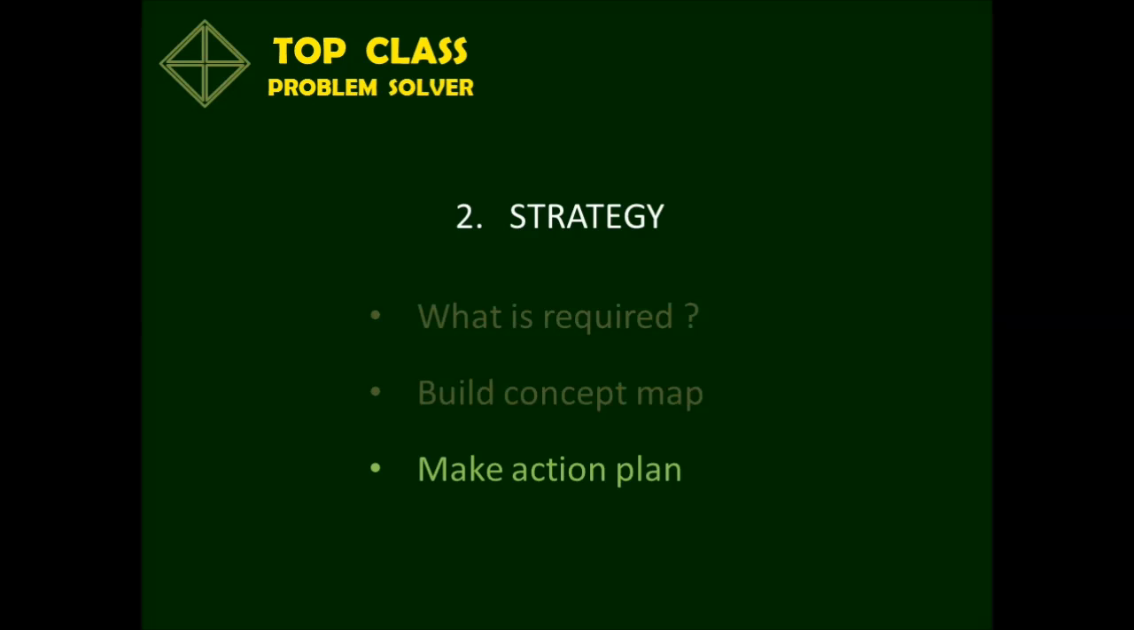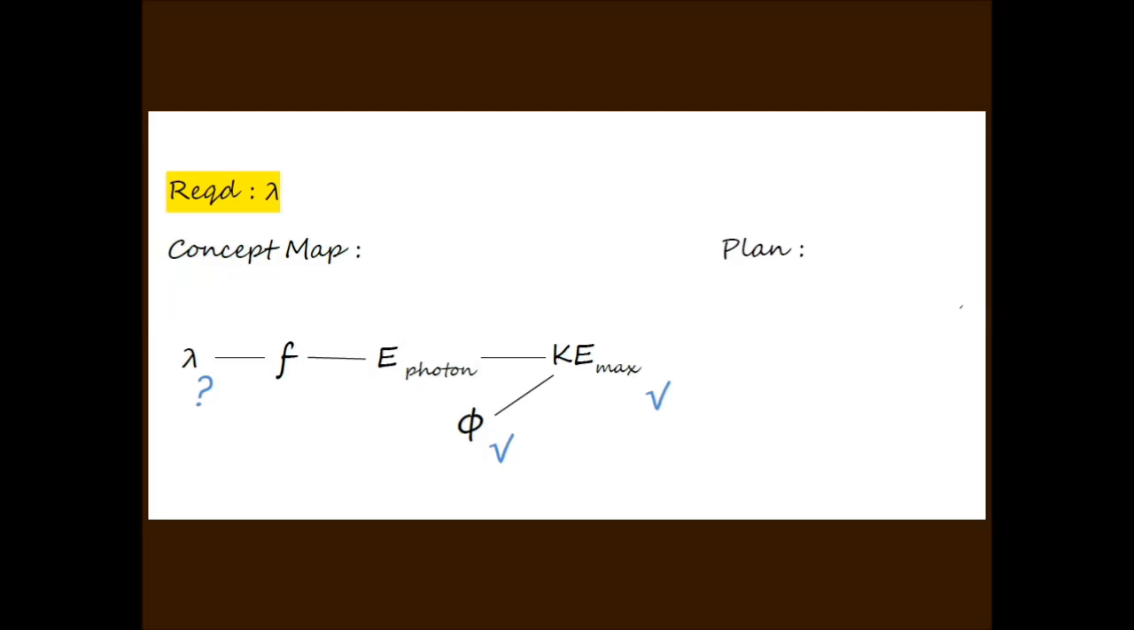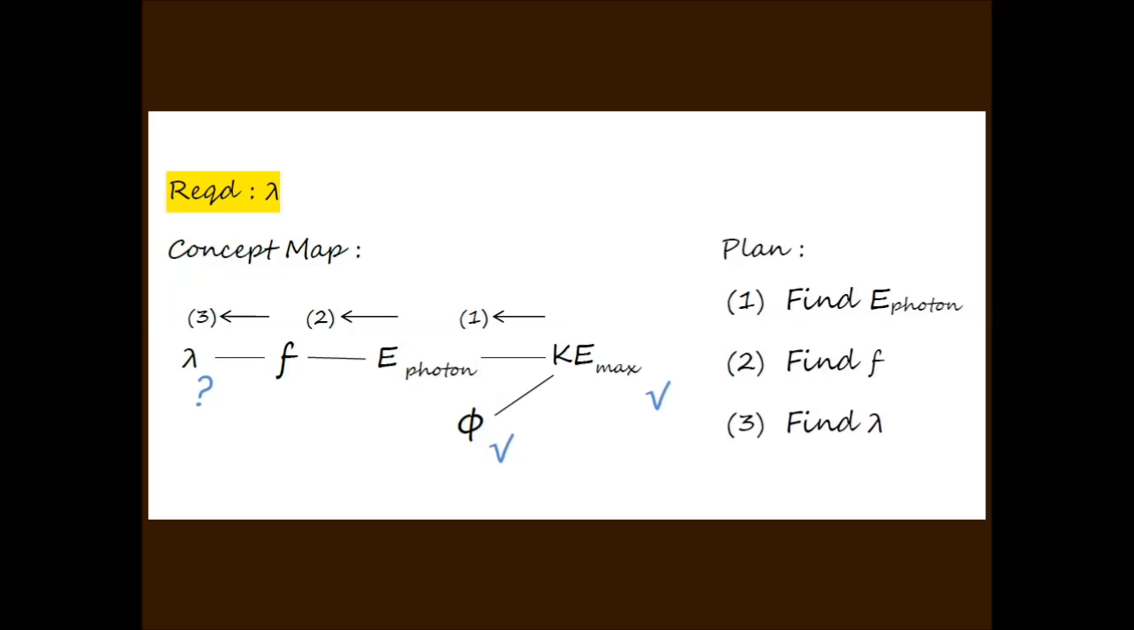The third step of the strategy is to create an action plan based on the concept map. In this problem, we're given the work function energy phi, and we obtained the maximum kinetic energy from the stopping potential. We are required to find the wavelength lambda. So as our plan, we use the maximum kinetic energy of the electrons and the work function energy phi to find the energy of each photon of the incident light. We then use the energy of each photon to find the frequency of the incident light, and then we use this to find the required wavelength.